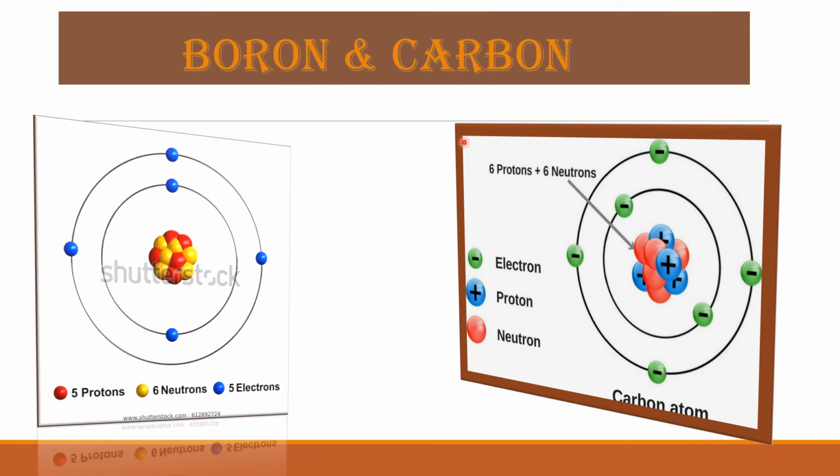Next one is boron and carbon. This is boron atomic structure, 5 protons, 1, 2, 3, 4, 5. 6 neutrons, 1, 2, 3, 4, 5, 6, and 5 electrons are present.